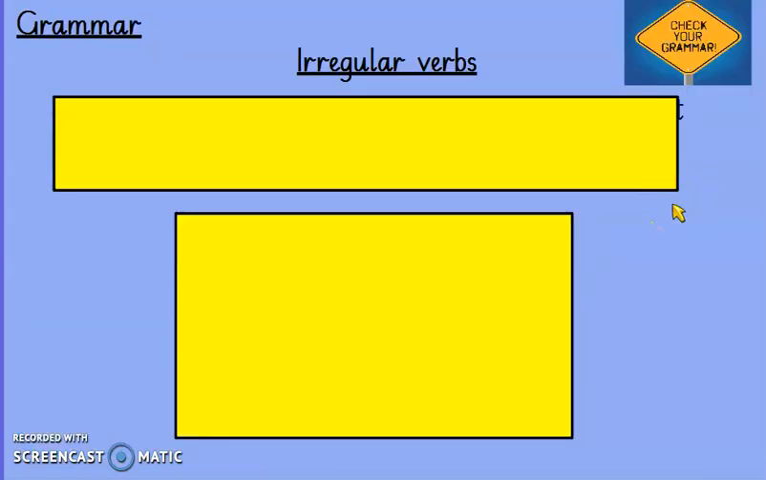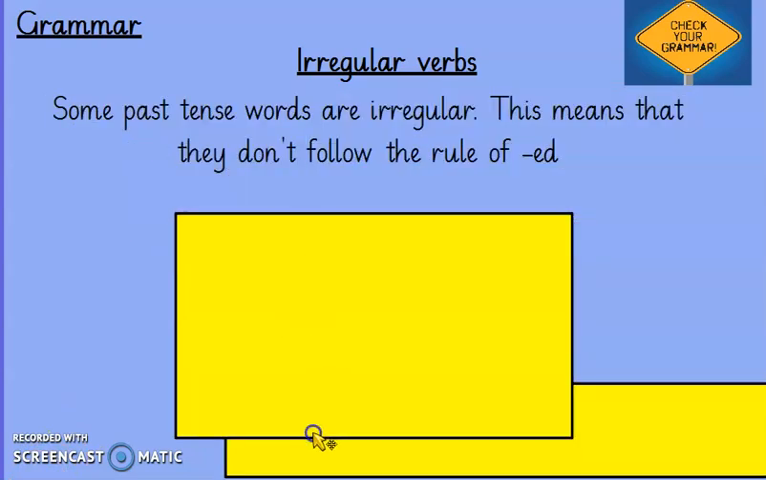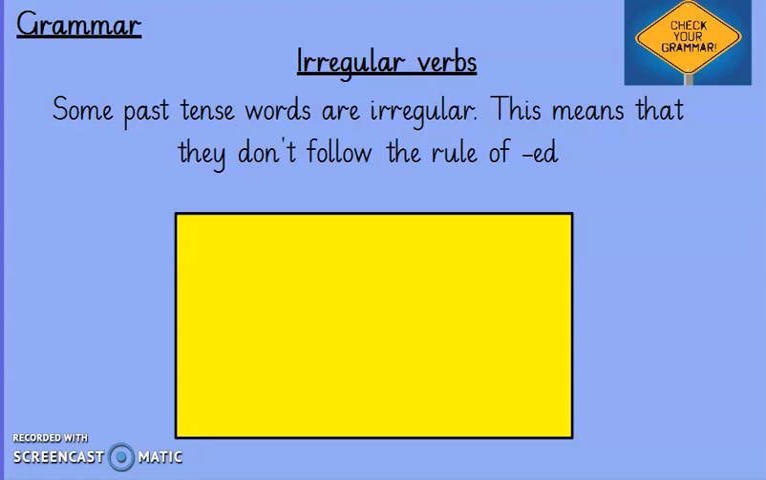So this week's grammar is looking at irregular verbs. See if you can turn to your grown-up and tell me what is an irregular verb. What happens? Okay, let's have a look what an irregular verb is. So some past tense words are irregular, and this means that they don't follow the rule of adding ed, which is a suffix. And a suffix is a group of letters that go at the end of a root word, okay? So they don't have those.